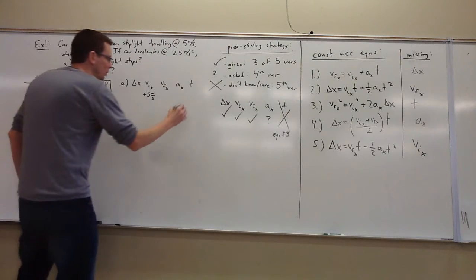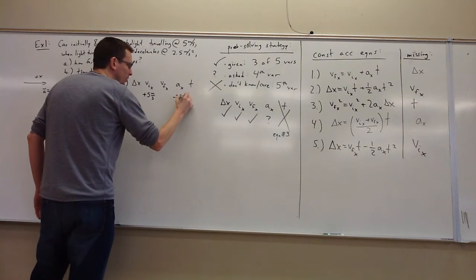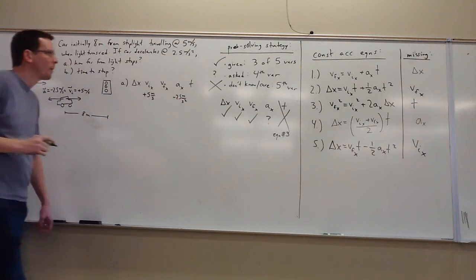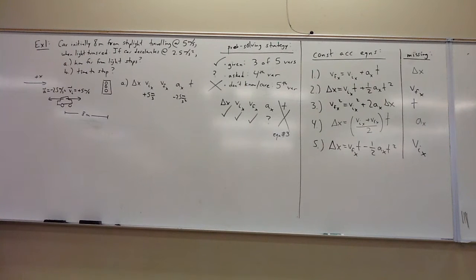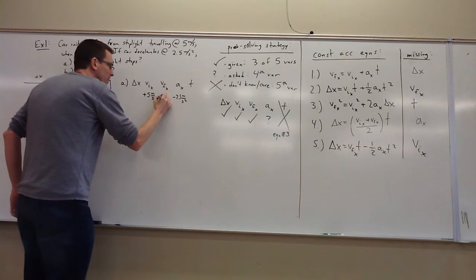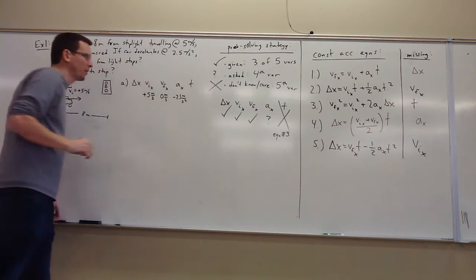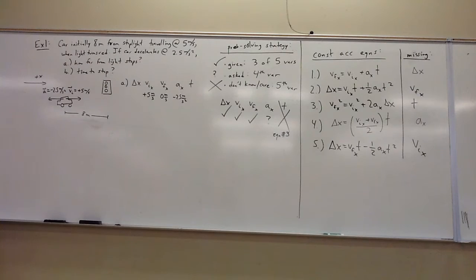I know my acceleration is minus 2.5 meters per second squared. What's my final velocity? 0. I want to stop. 0 meters per second. So there we go. There's my three things. 1, 2, 3. That's the minimum number.